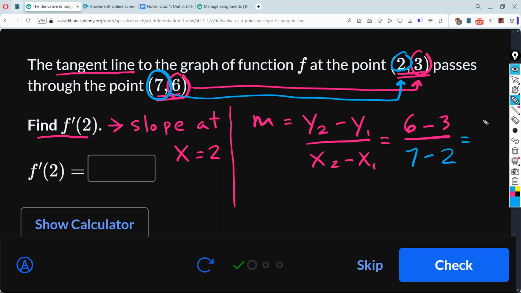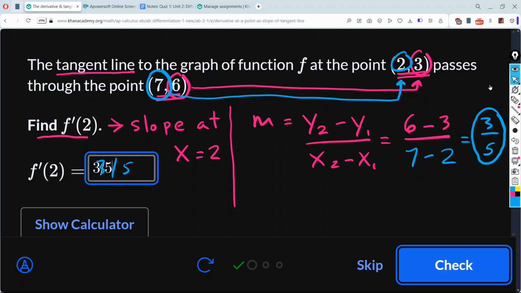Okay, 6 minus 3 is 3. 7 minus 2 is 5. And that's it. The slope at that point is 3/5. So you just enter 3/5 in the box. Okay, click in the box, 3/5.